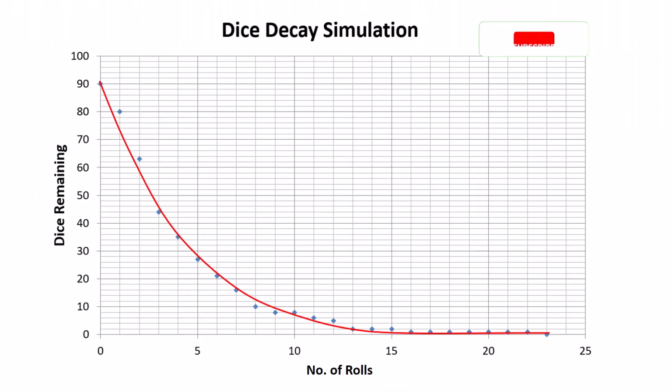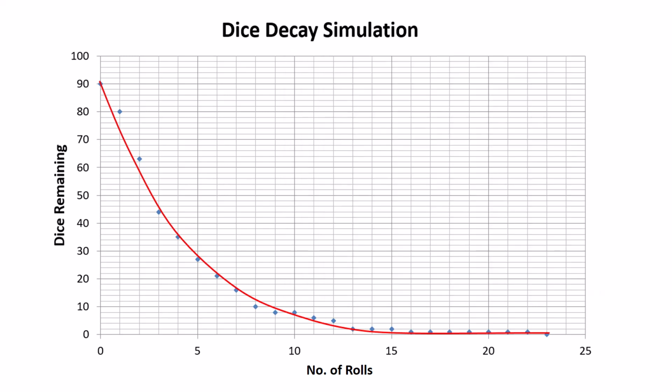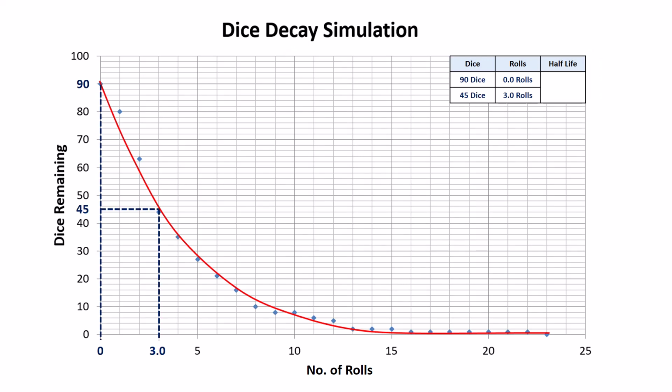The following graph displays the dice remaining against the number of rolls of the dice. It can be seen how it models the theoretical half-life decay graph shown. At 0 rolls, there are 90 dice remaining. It takes approximately 3 rolls to reduce the number of dice remaining to half its value, being 45. In this scenario, the half-life is approximately 3 rolls of the dice.